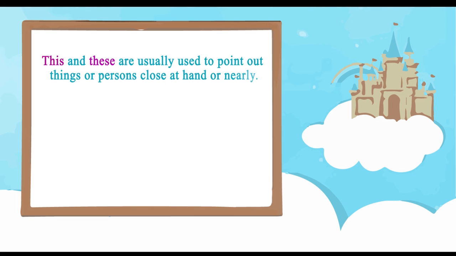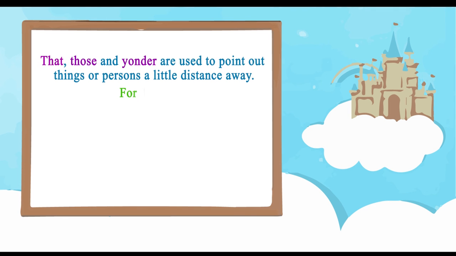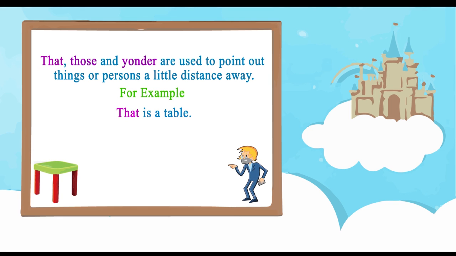This and these are usually used to point out things or persons close at hand or nearby. For example, this is a frog. That, those and yonder are used to point out things or persons a little distance away. For example, that is a table.